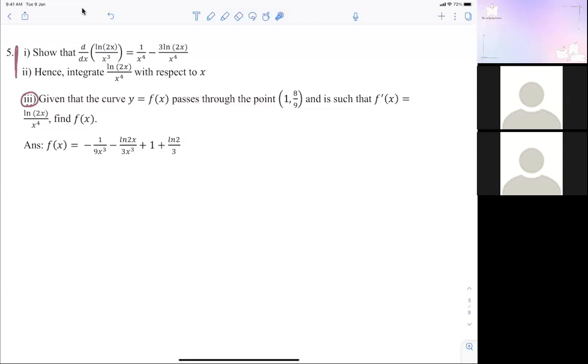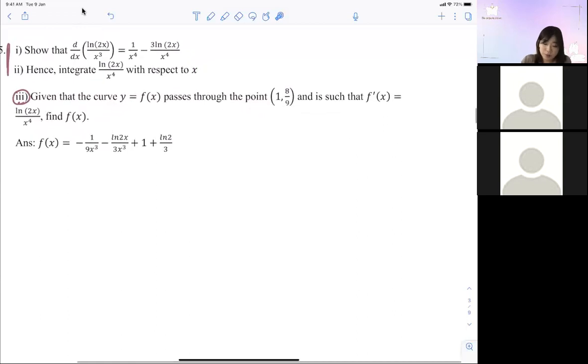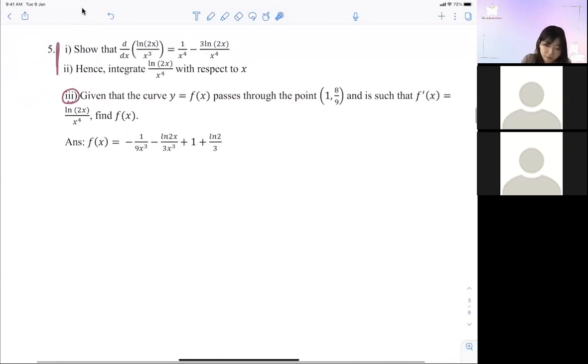Here first. Can do or not, integrate? So you must write down integrate.